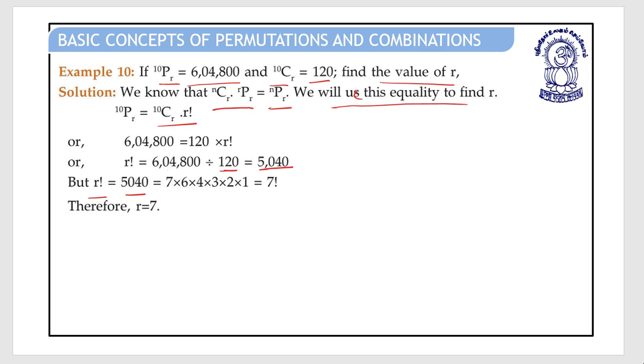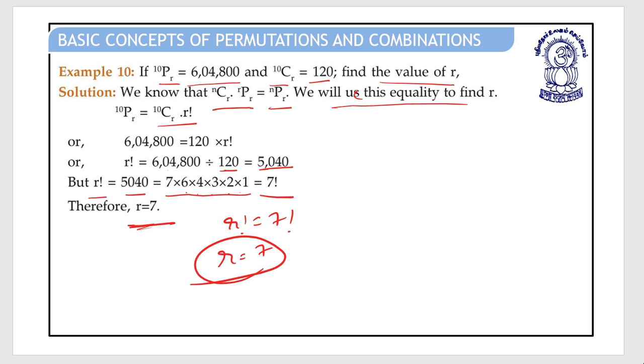5,040 can be written in the form of 7 into 6 into 5 into 4 into 3 into 2 into 1, 7 factorial. Therefore, R factorial is equal to 7 factorial. Factorial cancel, R is equal to 7. So, R is equal to 7.